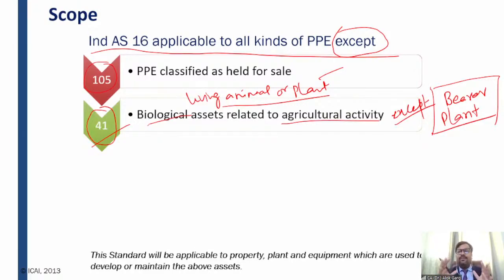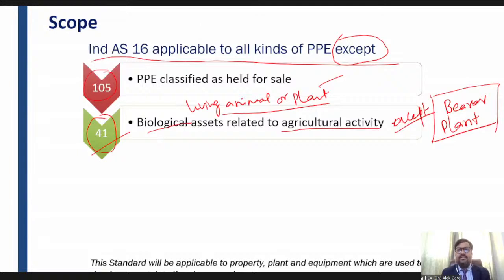So if these kinds of animals are used in a circus to entertain the audience, then this is a commercial activity. This is not an agricultural activity, right? So if such animals are purchased by these circus companies to entertain the audience, in that case such animals are covered under Ind AS 16, not under Ind AS 41. Clear?